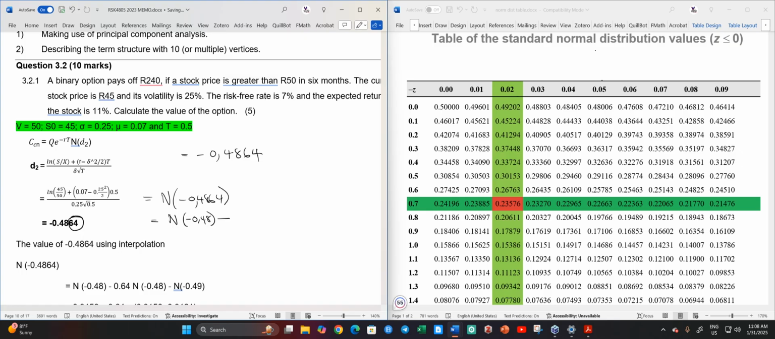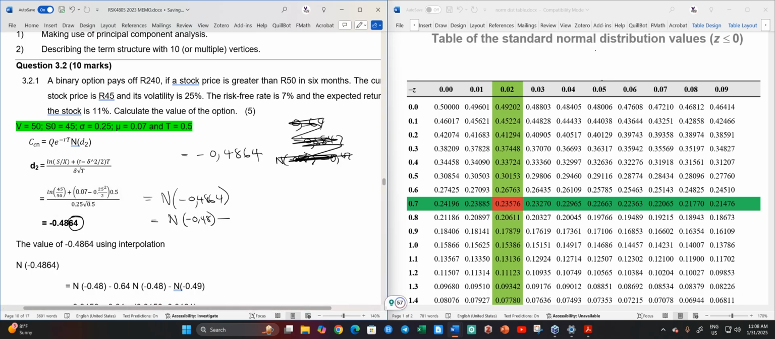You are just saying 0.64. You ignore the first 2 decimals, 4 and 8, right? Then you just take it as 0.64. If it was minus 0.5842, you are going to say n of minus 0.58, then minus 0.42. I'm sure you can see what I'm trying to explain, right?